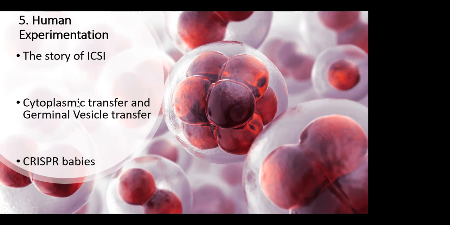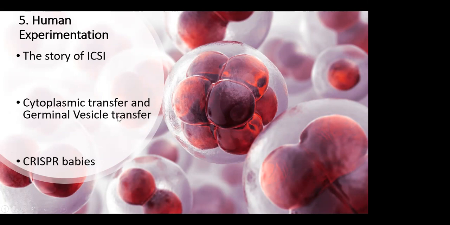Cytoplasmic transfer is the taking of a small amount of cytoplasm from a younger egg and transferring it to the egg of an older woman. And then germinal vesicle transfer is basically completely replacing the cytoplasm of an older woman's egg with the cytoplasm of a younger woman's egg. Now, there have been offspring produced through cytoplasmic transfer. I believe it's somewhere between 30 and 100 at this point. But germinal vesicle transfer, to my knowledge, has only been used experimentally, and any embryos that were produced were destroyed. But once again here, we do not know anything about the long-term consequences.